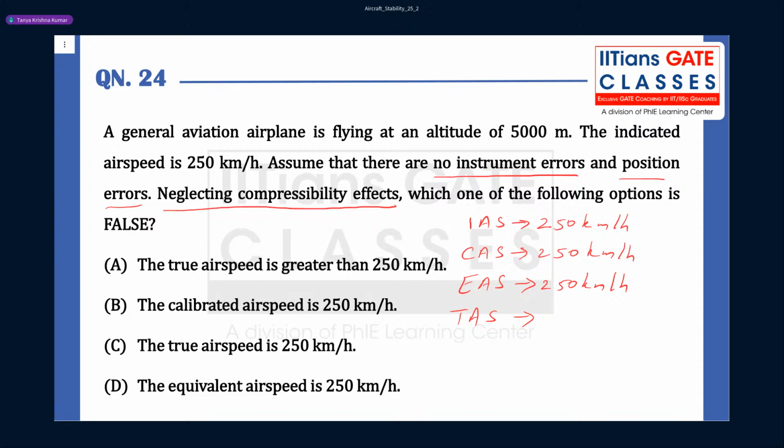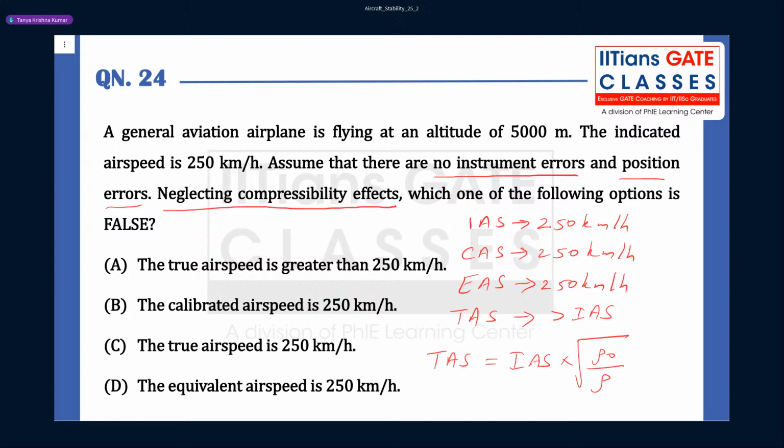The formula we know for how these two relate is: true airspeed is indicated airspeed times the square root of rho naught by rho, where rho naught is the density at sea level and rho is the density at which the aircraft is flying. This rho is less than rho naught, and hence TAS is always greater than IAS.